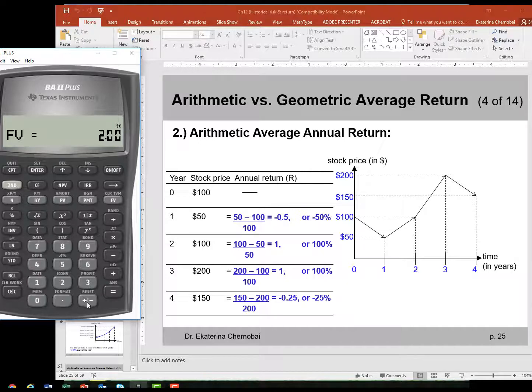So plus minus PV, 1 year later, 1 N, minus 25% return. I press 25, then plus minus, and then I/Y, and I'm computing future value, 1.5. So at the very beginning we had 1, now we have 1.5. So you can write these two numbers down.